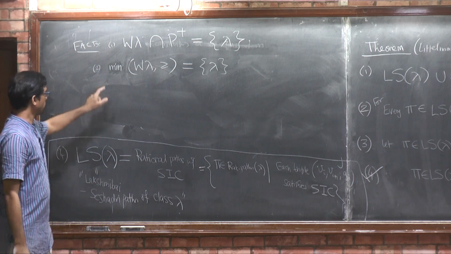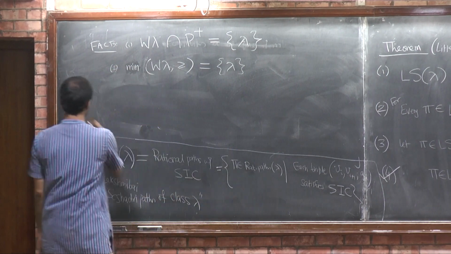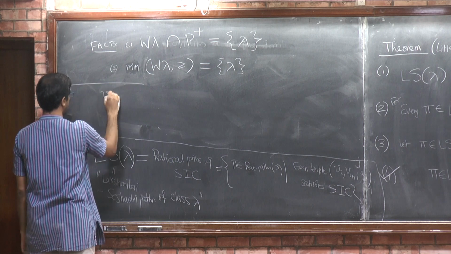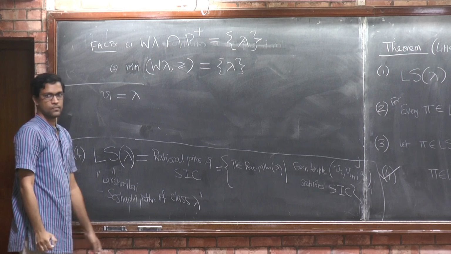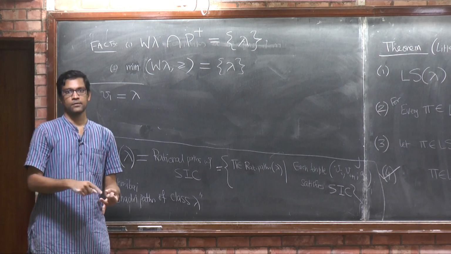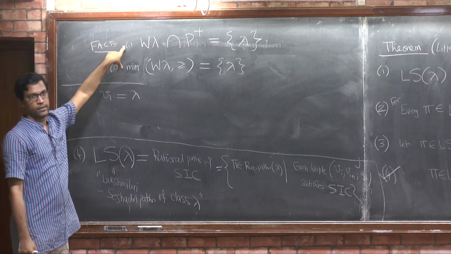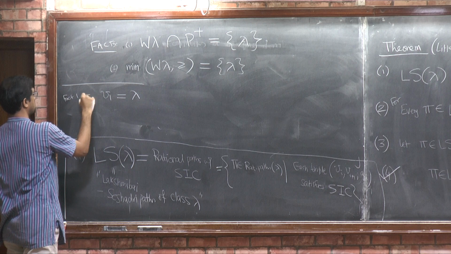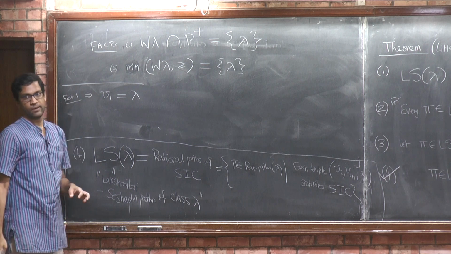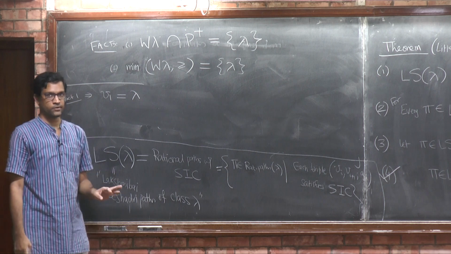Now what does that give us? If you just apply it to nu1, the conclusion from our proof is that nu1 should therefore be lambda, because nu1 is dominant and it's an element of the Weyl orbit. So I've used fact 1. By fact 1, nu1 has to be lambda, the unique dominant element of its Weyl orbit.